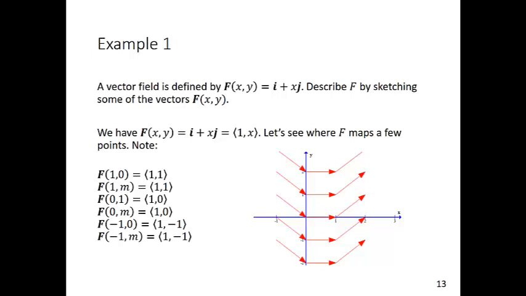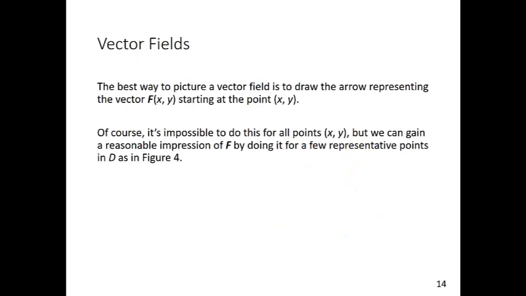Conceptually, again, you can think of this as showing us how wind is blowing in an area, how ocean currents are moving, or how some other force is taking place. So the best way to picture a vector field is to draw the arrow representing the vector f(x, y), starting at the point (x, y). Now, of course, it's impossible to do this for all points (x, y), but we can gain a reasonable impression of our vector field f by doing it for a few representative points, as we see in the figure below.